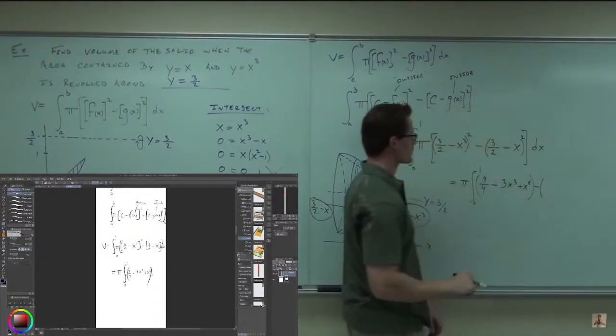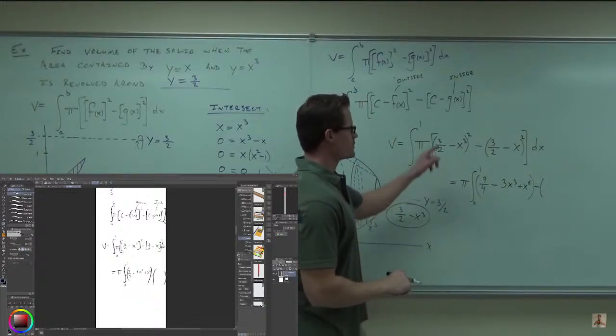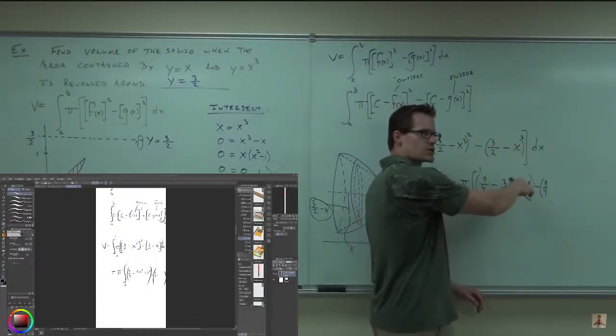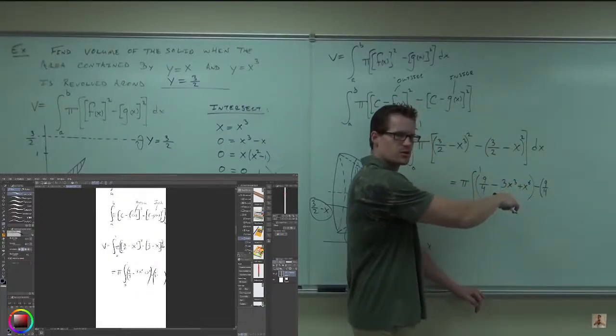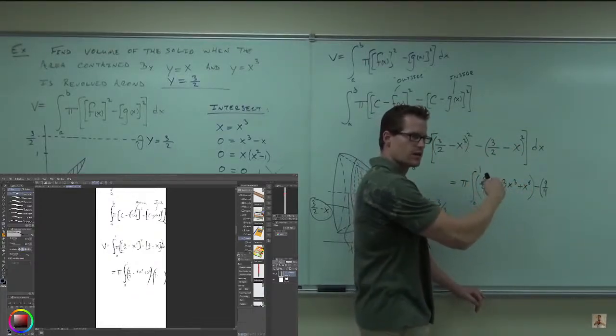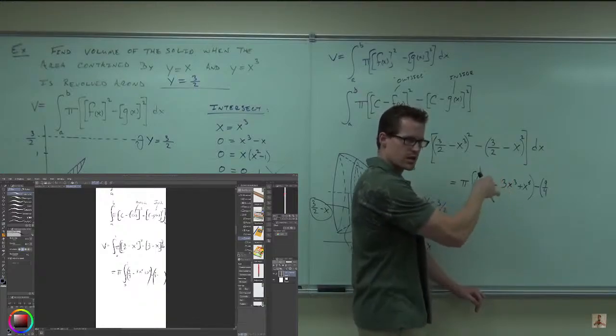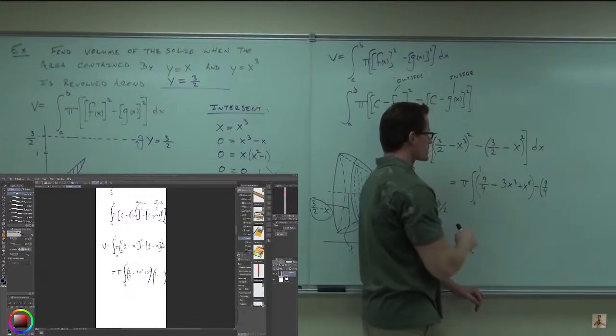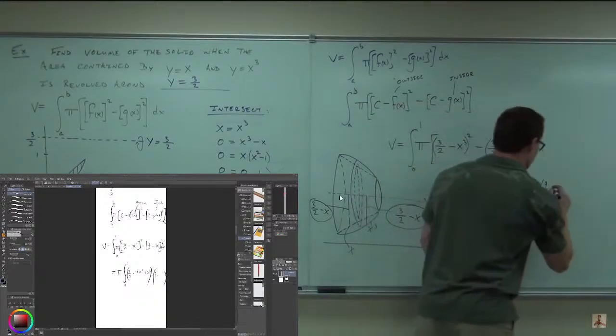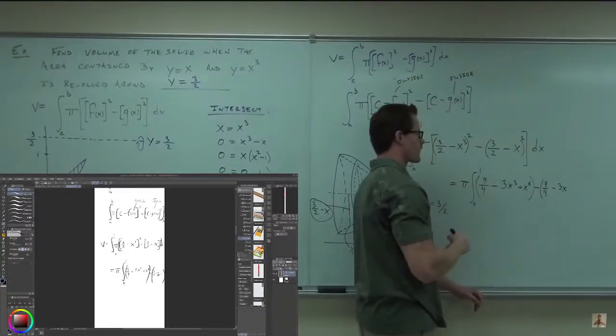Hope I don't run out of room here. Next one gives you 9/4. Notice how it's still in parentheses? I'm not dealing with that yet. I'm not doing it in my head. I'm making sure I have the signs right. Even I do this. Take your time and do the signs right. Minus 3x, plus x squared.